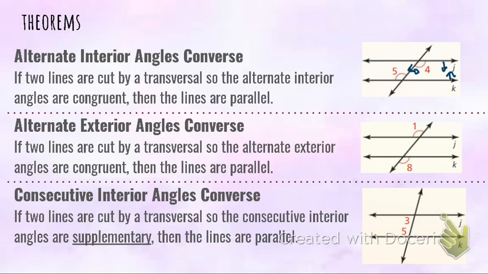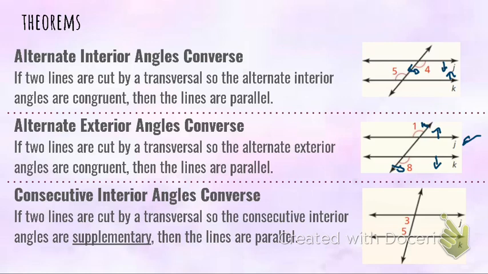The alternate exterior angles converse says if 2 lines are cut by a transversal so that the alternate exterior angles are congruent, then the lines are parallel. So exterior, outside of our lines, remember that, opposite sides of the transversal. So we have this one on this side. We have this one down here on this side. Opposite sides. Take away the ones in the middle so they're not super confusing.